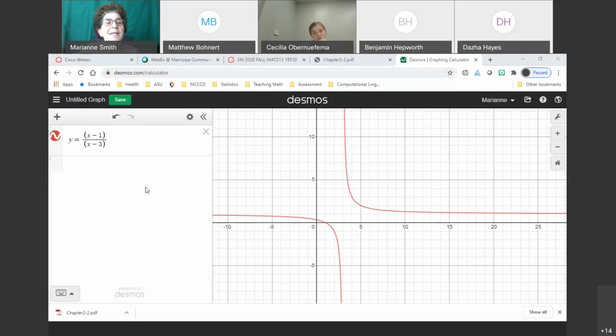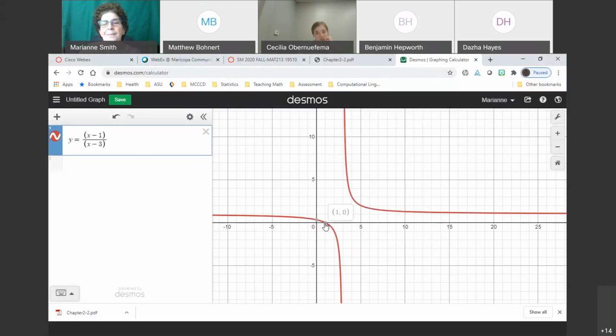And I said, what happens as x gets closer and closer to 3? Now take a look at my function rule, okay? There are no shared factors in the numerator or denominator, so this function has no holes in it. Holes come from shared factors, okay? I have x equals -1 in my numerator, which it turns out gives me my x-intercept, okay?